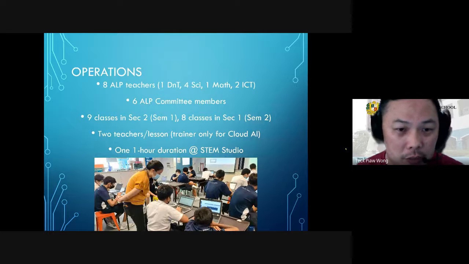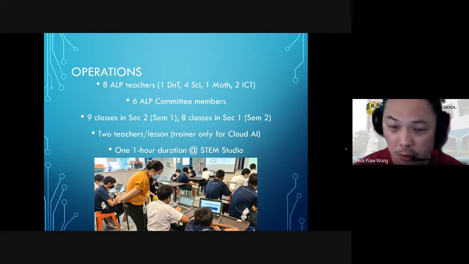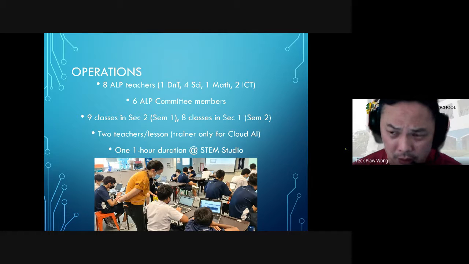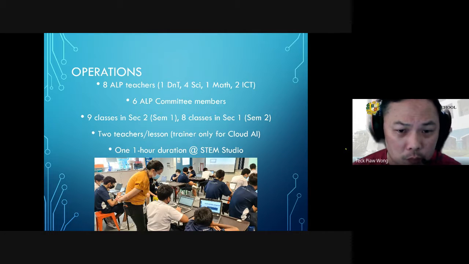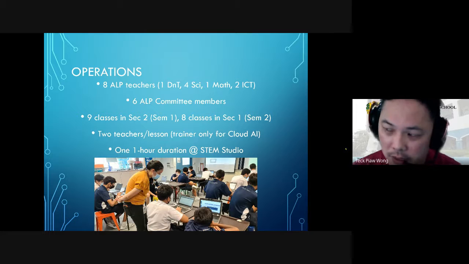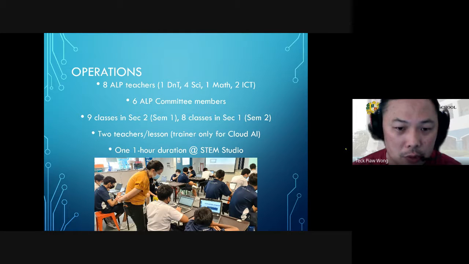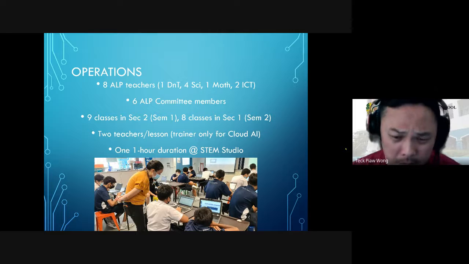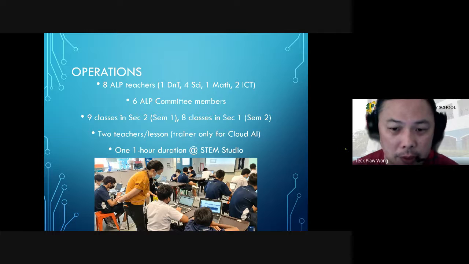This is our operations. We have 8 ALP teachers this year. As compared to last year, we had a net increase of 2 teachers. Our hope is that we have a healthy pool of ALP teachers to share the load of driving ALP lessons in class. All our lower sec classes are now FSBB, and there are always 2 teachers per lesson. I think the extra teacher is required to facilitate some of the technical troubleshooting. For the Cloud AI module, we do have an additional trainer headcount, and that helps as well.